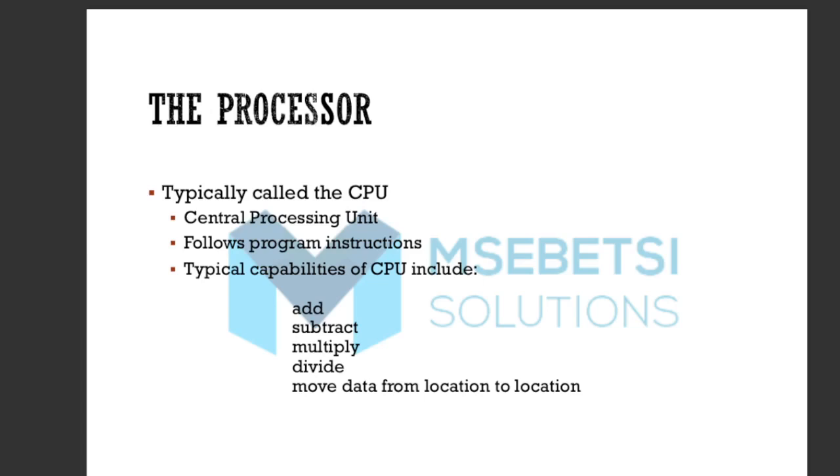That's what I mean. Typical capabilities of a CPU include: it adds, it subtracts, it multiplies, it divides, and it moves data from one location to another location, e.g. from the computer to a flash drive, or from a flash drive to the computer. You've seen a computer. And for those who have not touched a computer yet, this is what a computer can do.